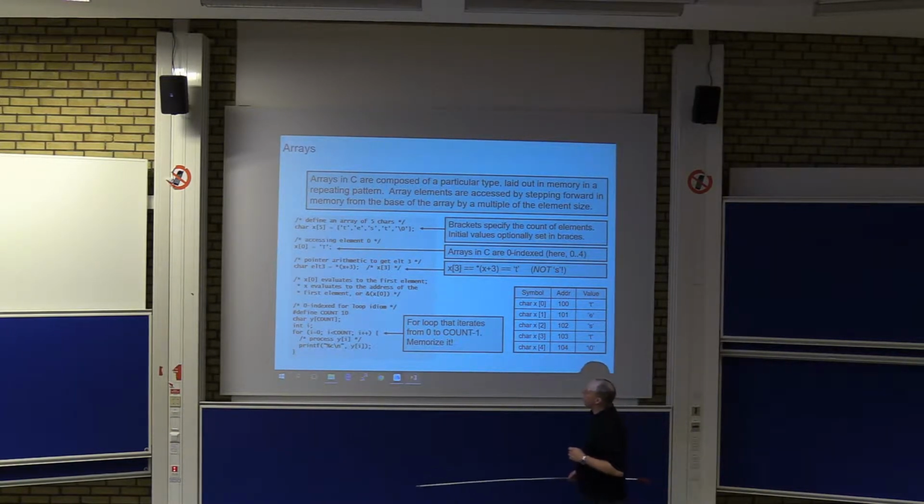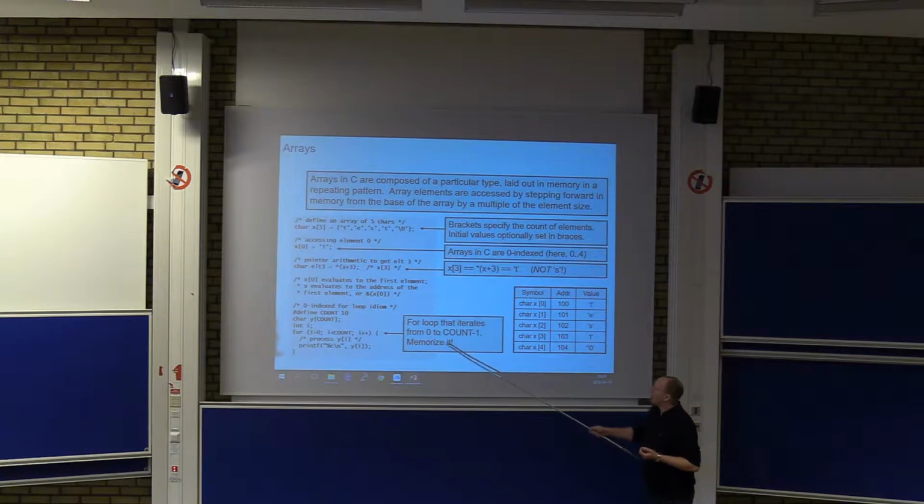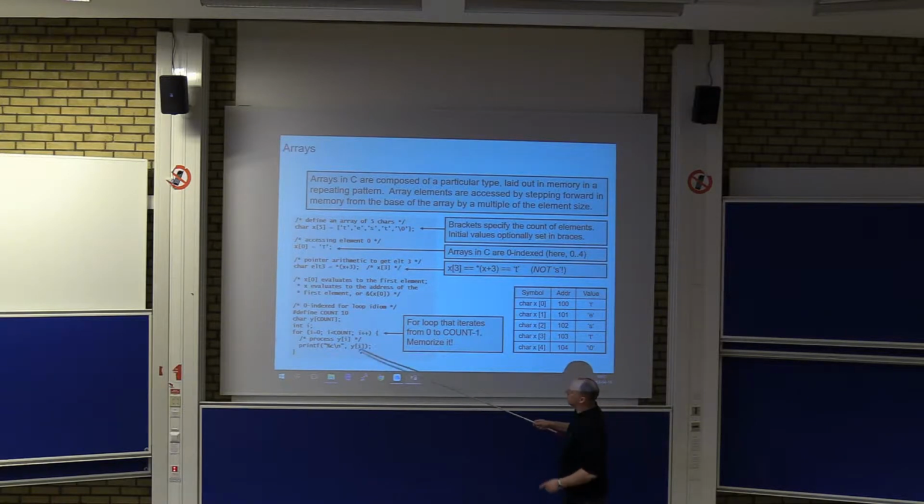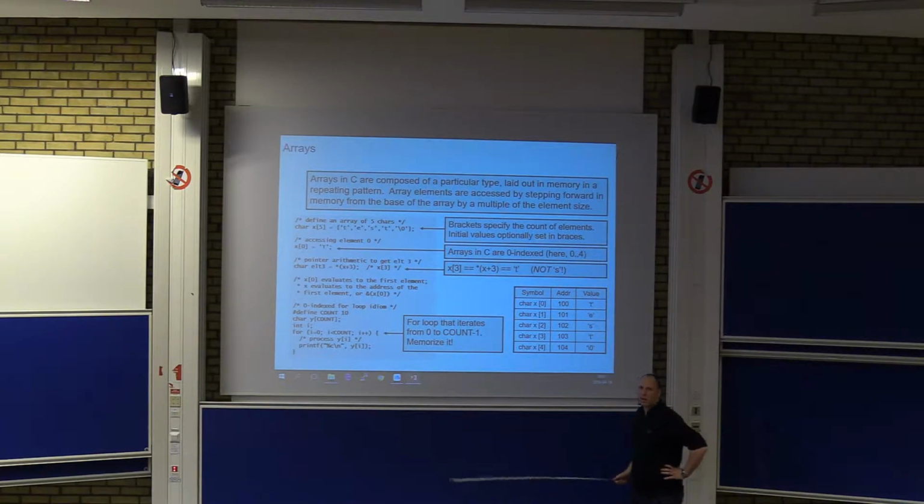The important thing to remember when you program in C is that the first element in an array you find at slot 0. So you can find the elements from 0 to the number of elements minus 1. The way to do it is to iterate like this. You initialize some counter here, and as long as this condition is fulfilled, you do what's here, and then when you're done, you increase i by 1.